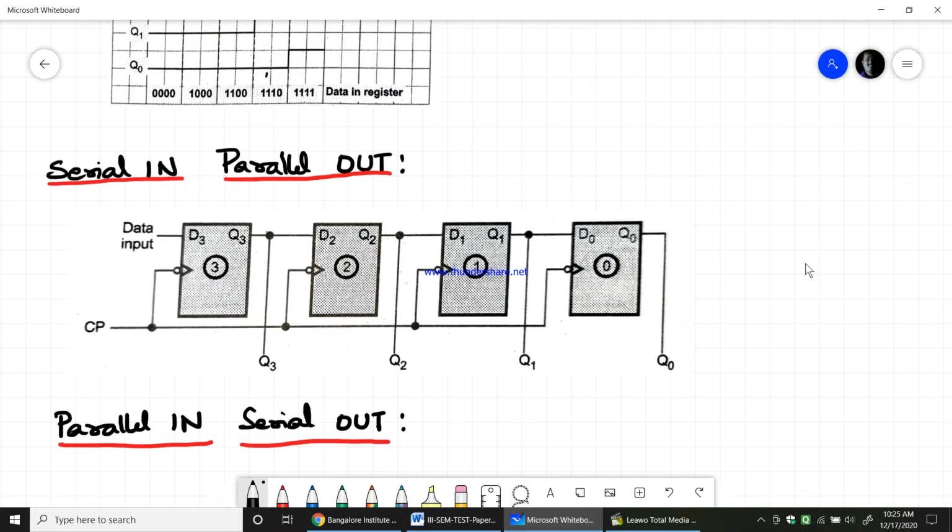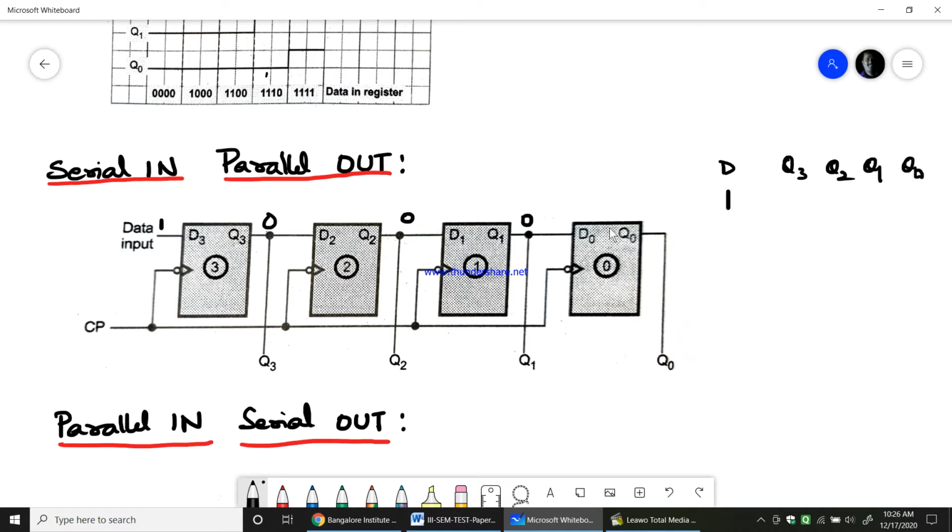Now coming to serial in parallel out. Okay, as we do serial in, so serial in is D in, Q3, Q2, Q1 and Q0. So you make D in equals 1, press the clock pulse. Initially all will be 0, right? Therefore when you press the clock pulse, this becomes 1, whereas the others will be 0, right?